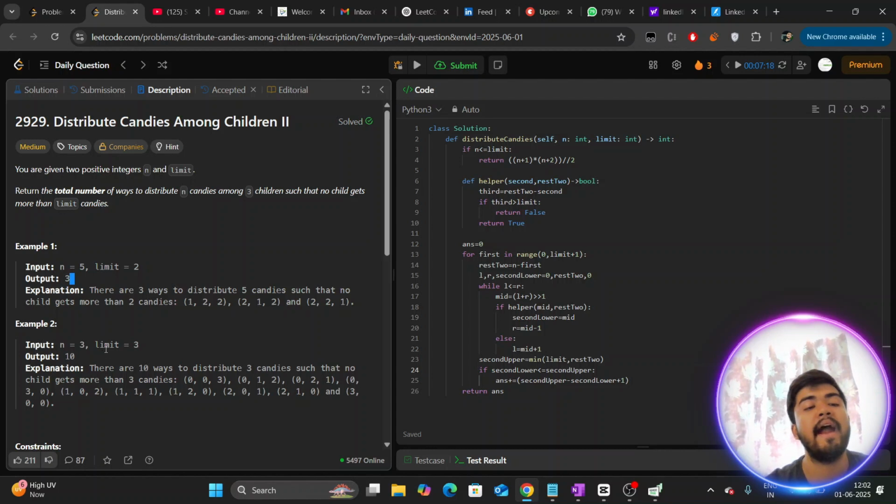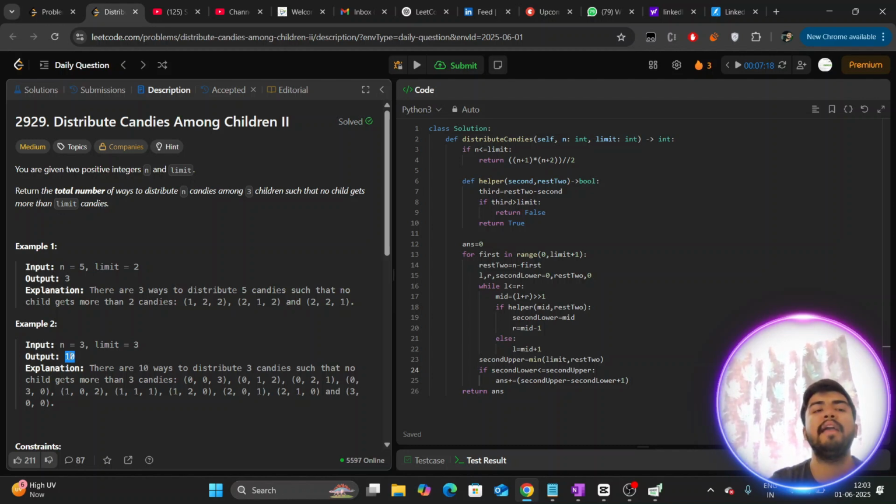Now if n is 3 and our limit is 3, there are 10 ways to distribute 3 candies such that no child gets more than 3 candies. So what are those? Here you can see there are a total of 10 ways. 0 0 3 is one, 0 1 2 is one, 0 2 1, and like this there are a total of 10 ways. I think you should get the problem statement on the very first go. It is very simple.